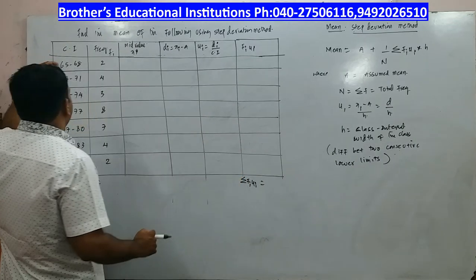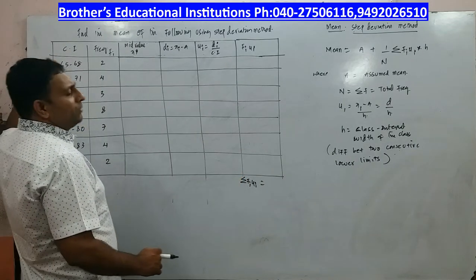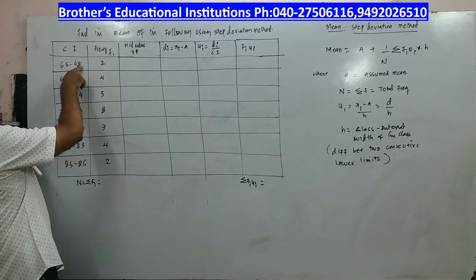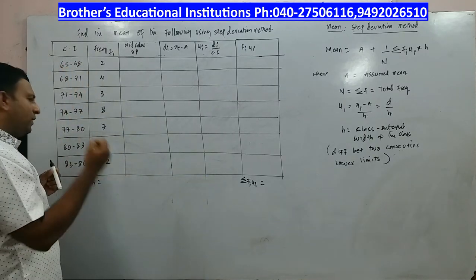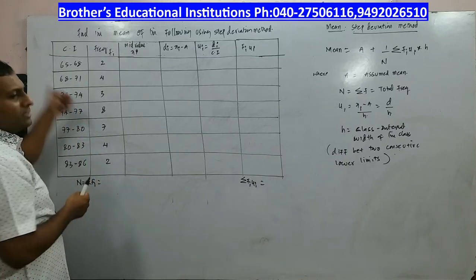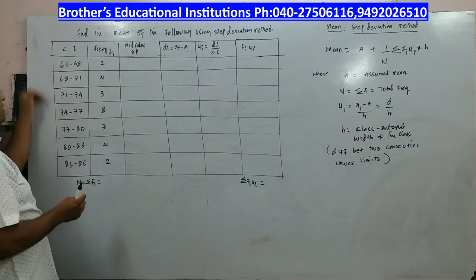Here, what is the difference between 65 and 68? The difference is 3. So I will say the width of the class is 3. You may also ask me, sir, 68 minus 65 is also 3. Yes. But in some other cases, we don't get the same difference. So please try to calculate vertically.